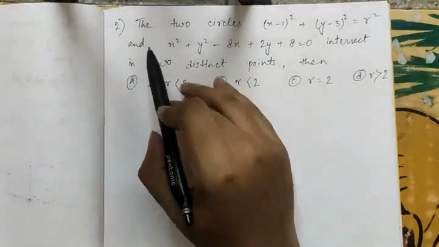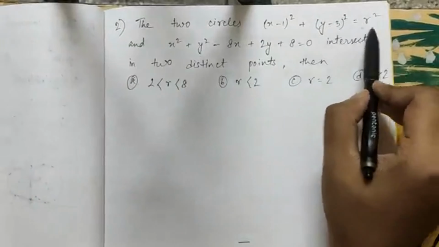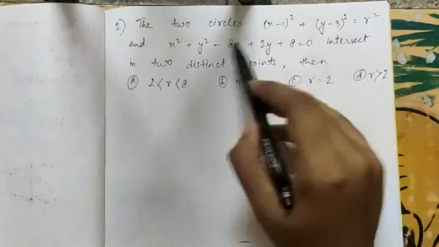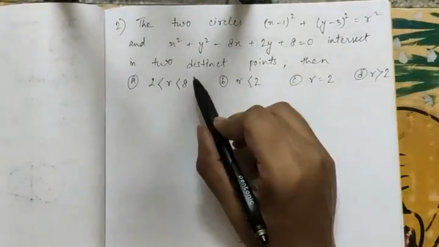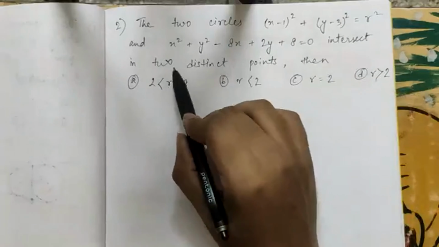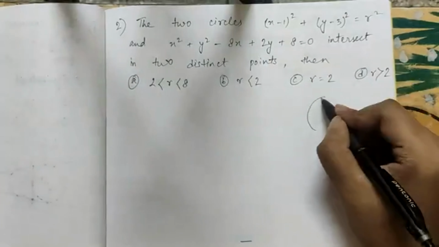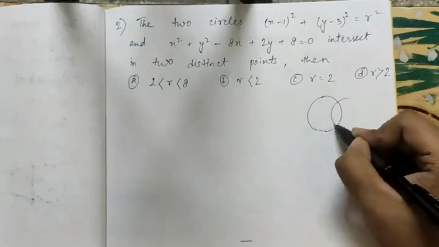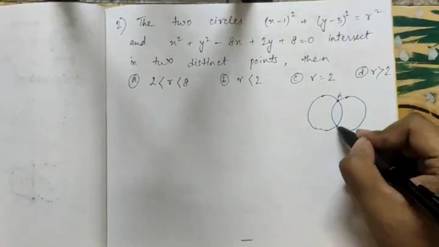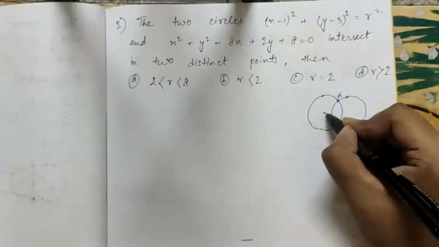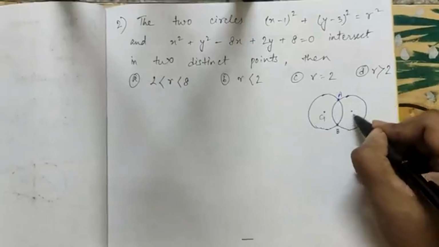The next question is: it is given that the two circles, (x minus 1) square plus (y minus 3) square equal to r square, and this circle, intersect in two distinct points. Now this is different from the first question. In this question it's already mentioned that the two circles are intersecting at two distinct points. So the diagram can be like this. This is the first circle and this is the second circle, and there are two distinct points, A and B. This is, let's say, the center of the first circle, and this is the center of the second circle, that is C1 and C2.